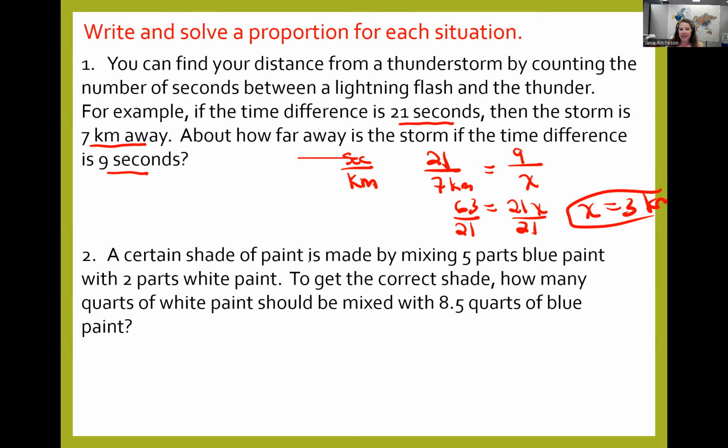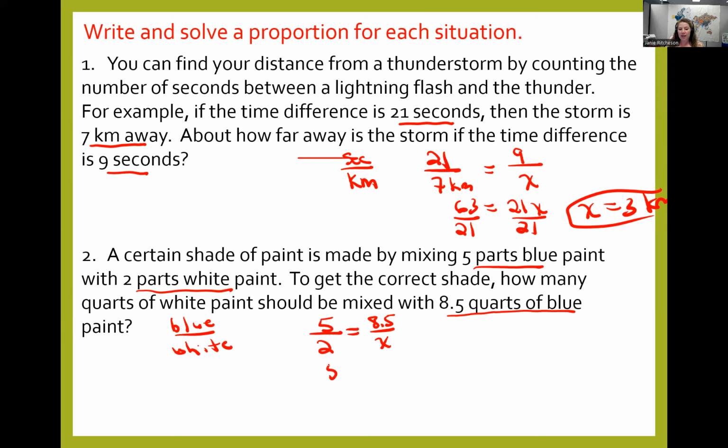A certain shade of paint is made by mixing 5 parts blue paint to 2 parts white paint. To get the correct shade, how many quarts of white paint should be mixed to get 8.5 quarts of blue? So let's do blue over white. So 5 parts blue over 2 parts white. So where does my 8.5 go? Well, it's blue, correct? So 8.5 blue over an unknown amount of white.